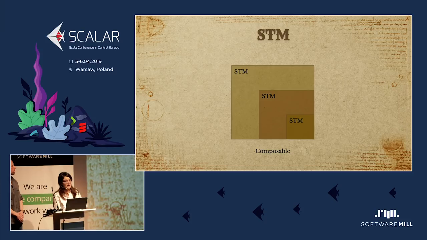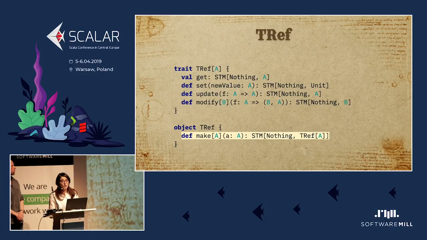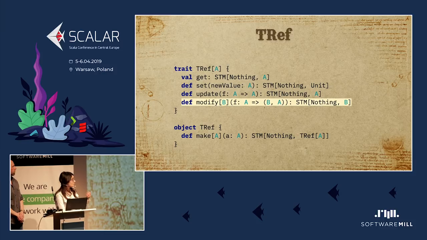Let's cover the API of TRef. As we see here, every method will return an STM transaction. This provides composability. In order to create a TRef with an initial value, you can call make. Using get, we retrieve the value inside the TRef. Using set, we can set a new value to our TRef. And if we want to update the value using the old value of the TRef, we can call update. And modify will update the value, and it can perform a computation using the old value.